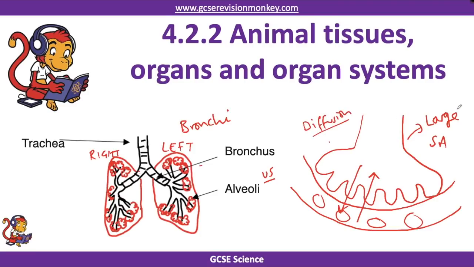So the alveoli have a large surface area. They have thin walls to allow this diffusion to happen very quickly. They also are moist, and that just helps with gas exchange. If there's a big air gap between the alveoli and the carbon dioxide, that'd be very difficult for the gases to pass across. So having them moist makes that a lot easier.